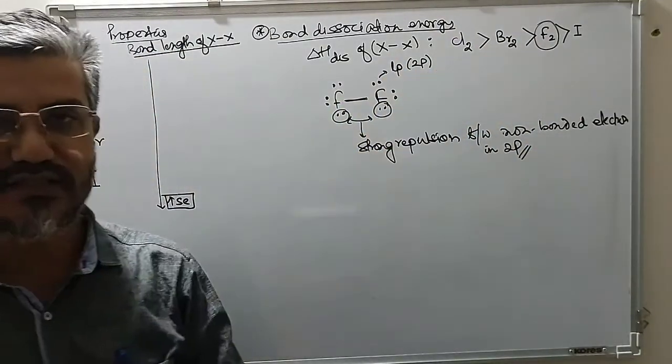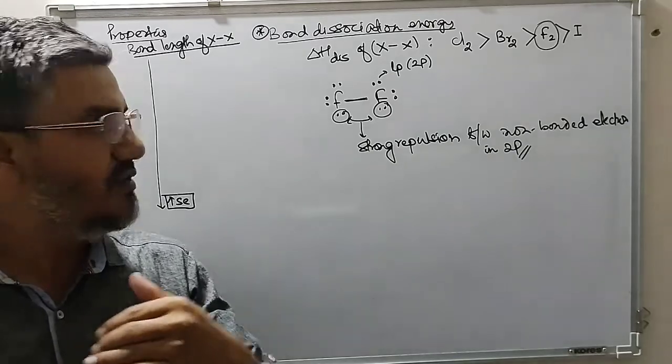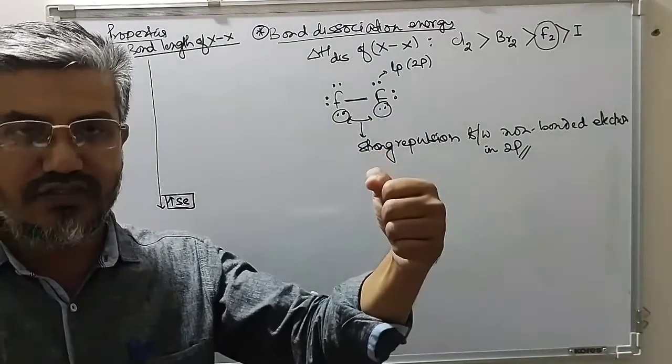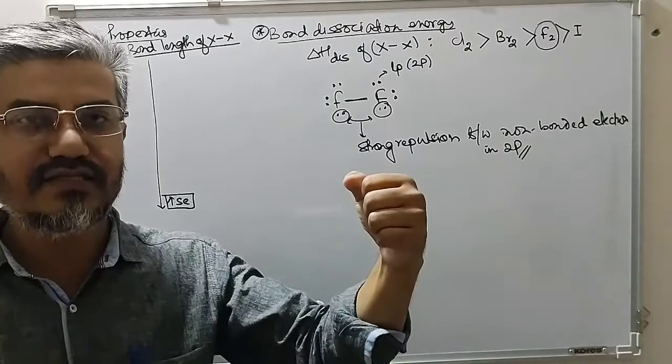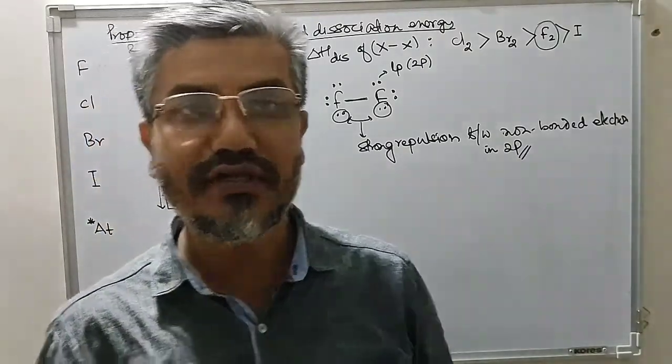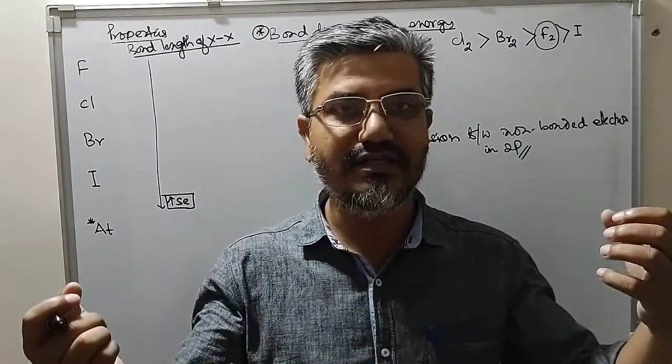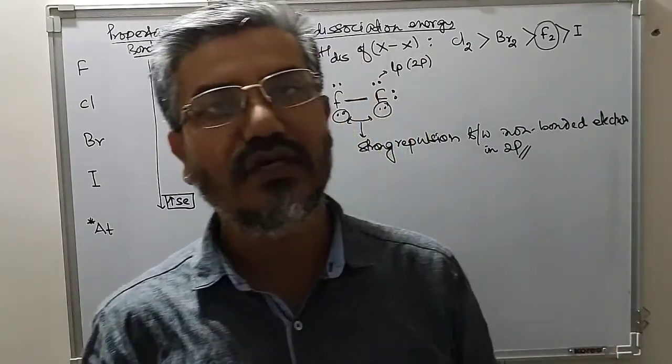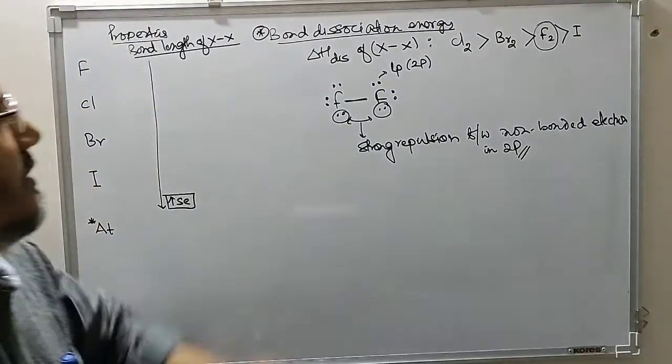Now as the size increases, distance between the halogens also increases. As the distance increases, distance between non-bonded electrons also increases. As the distance increases, repulsive force becomes less. So here look at this.